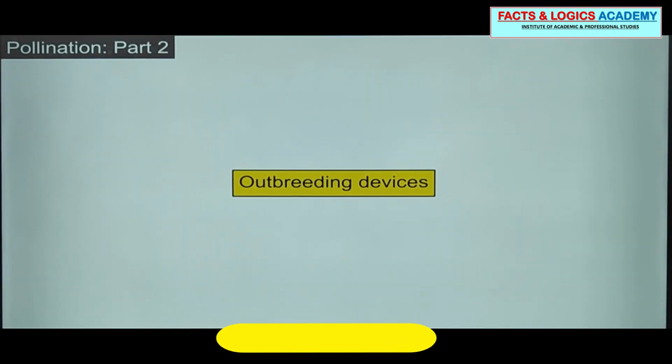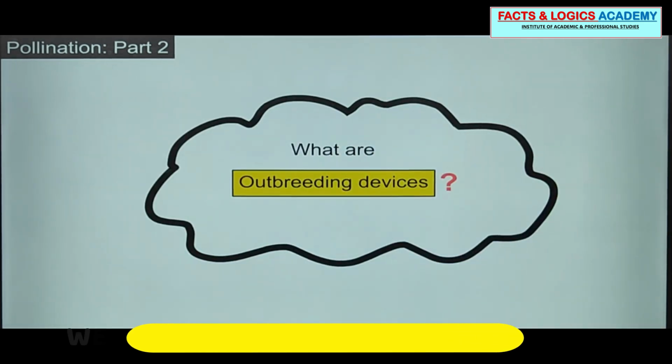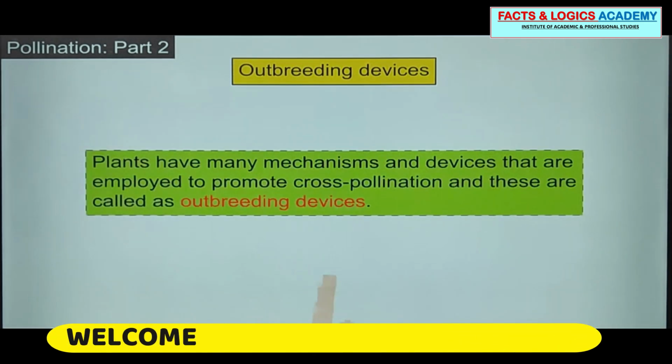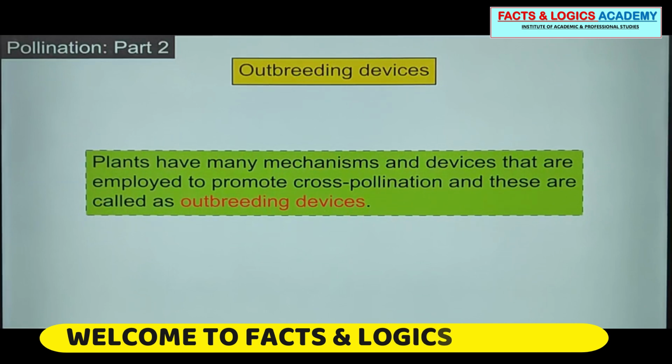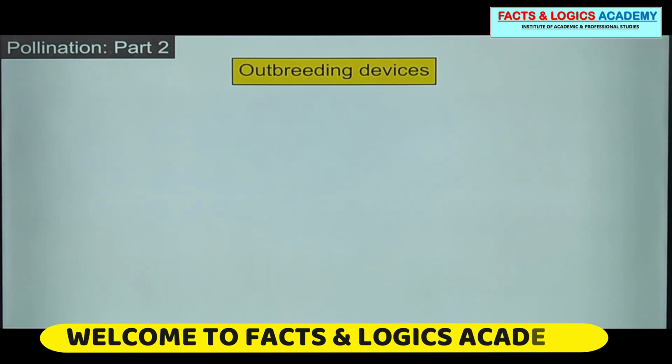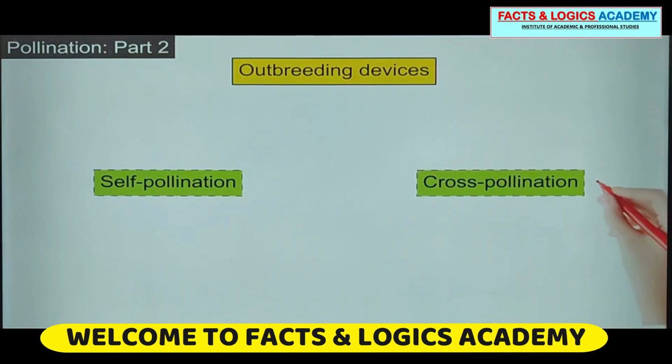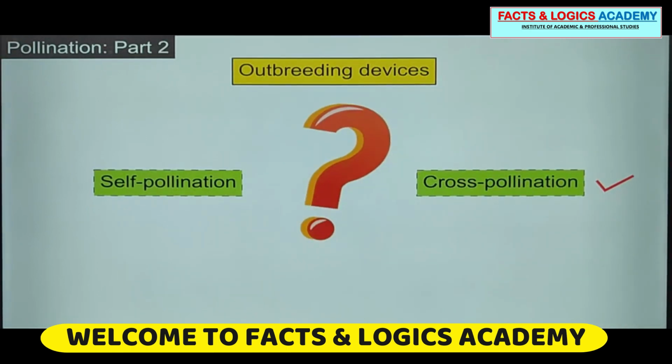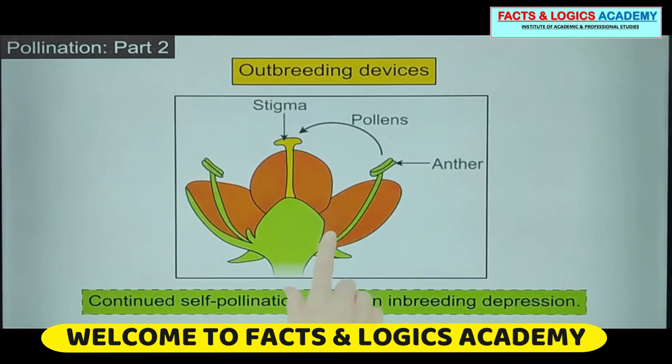Outbreeding devices. So, what are outbreeding devices? Well, plants have many mechanisms and devices that are employed to promote cross-pollination, and these are called outbreeding devices. These devices discourage self-pollination and encourage cross-pollination. But why? What is the reason behind it? Well, this is because continued self-pollination results in inbreeding depression. That is, the decrease or loss of fitness and strength, which is mainly caused due to inbreeding.